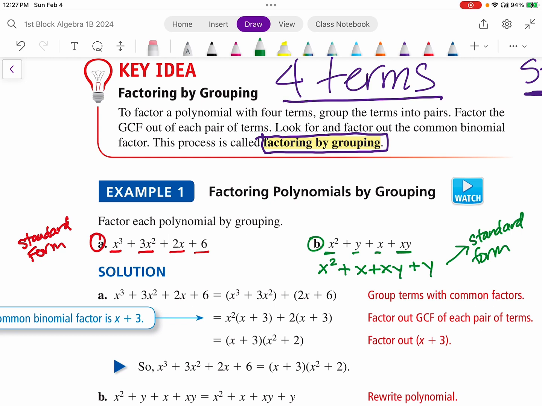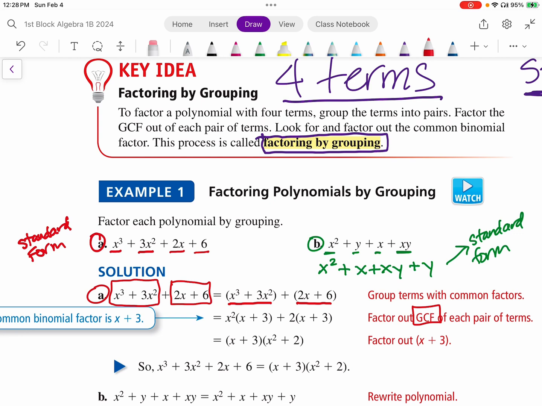So for x to the 3rd power plus 3x squared plus 2x plus 6, that's our a right here. We're going to take the first 2 terms and group them together and add it to the last two terms. So we have x to the third power plus 3x squared in parentheses plus 2x plus 6 in parentheses. And now we look for a greatest common factor from each pair.